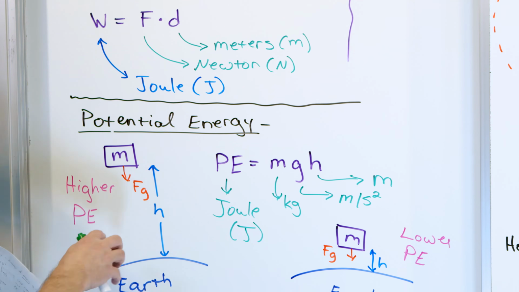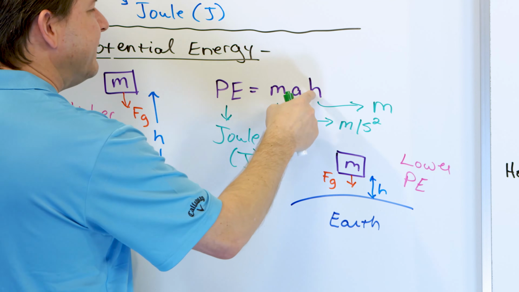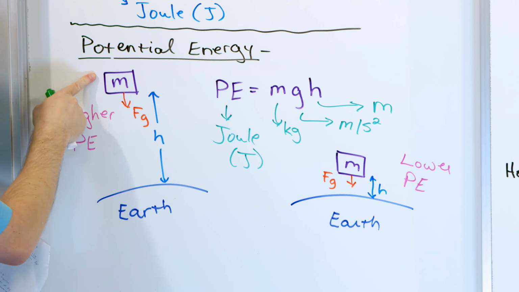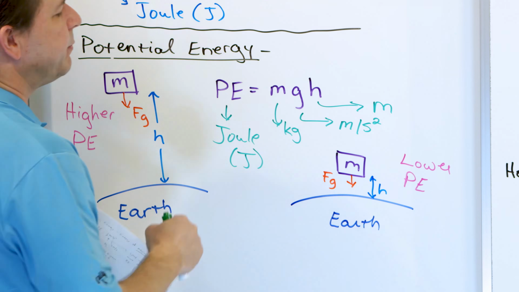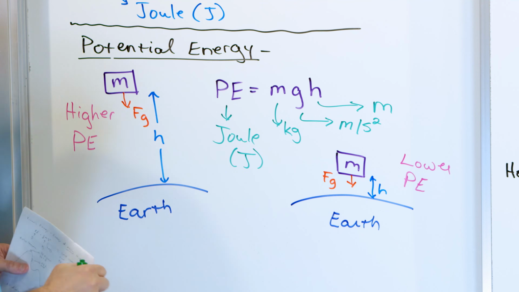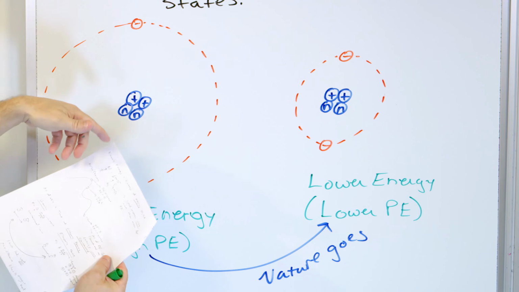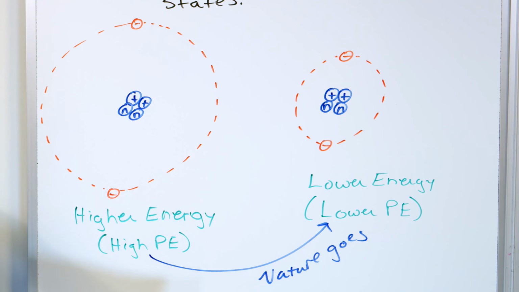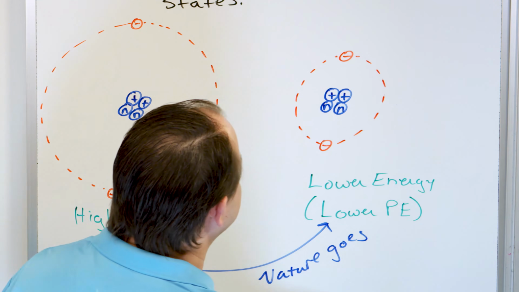Potential energy is how far away something is from the ground. It's m times g times h when it's talking about gravitational potential energy. The farther away you are from the planet, the more potential energy you have. The closer you are to the planet, the lower potential energy you have. Because of the similarities between gravity and electricity, the farther away an electron is, in a higher energy level, that means it's a higher potential energy. The closer it is to the nucleus is the lower potential energy.